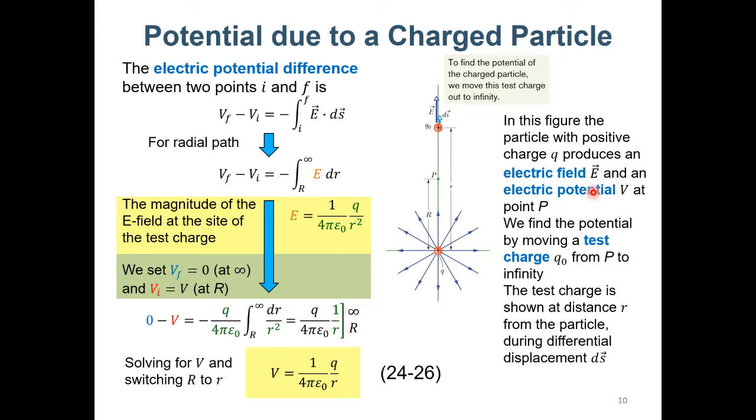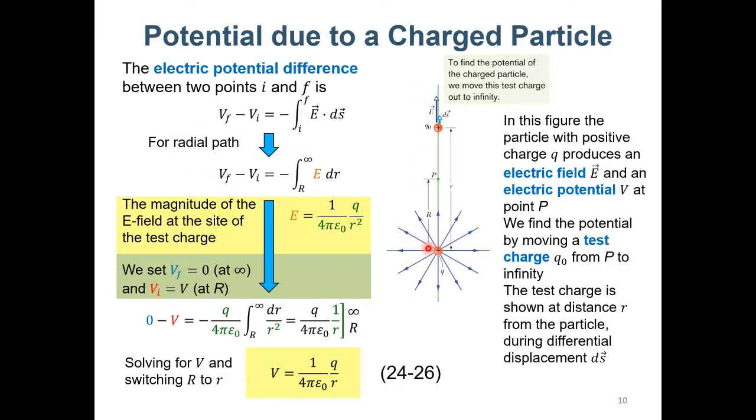This is similar to the electric field. It will not relate to the test particle itself, the Q0 itself. It only relates to this Q. Whenever they are charged, no matter positive charge or negative charge, in the space there will be some electric potential. And we can define the potential difference like this.